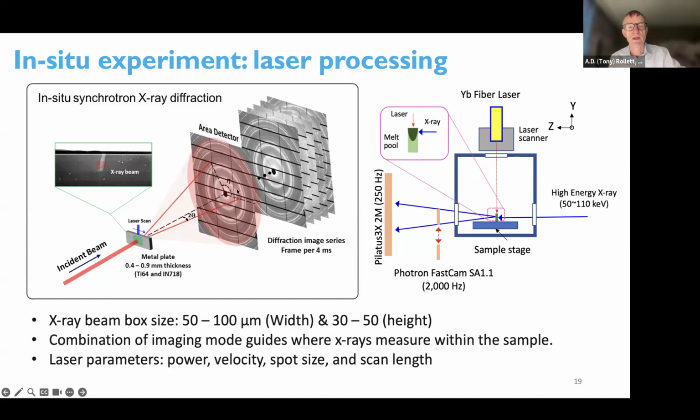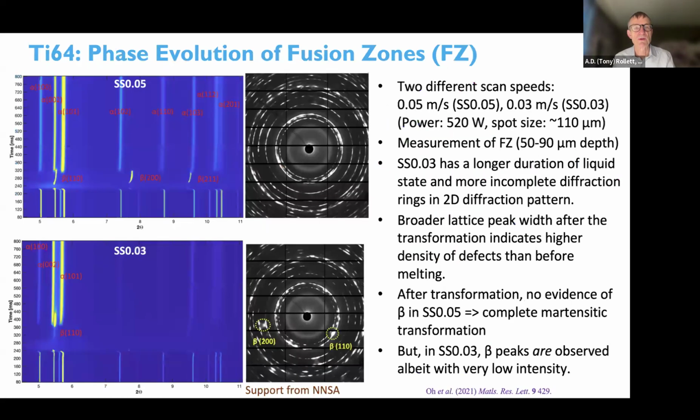Then we have a detector that can capture diffraction patterns at a rate of 250 hertz, and we get full circle diffraction patterns. So it's wide angle scattering. We also do visualization, but I don't have time to talk about that. So what do we get out of this? The diffraction pattern looks like these two examples. The black lines are the blank spots in between the individual subpanels on the detector, but that means we only miss a very small fraction of the area.